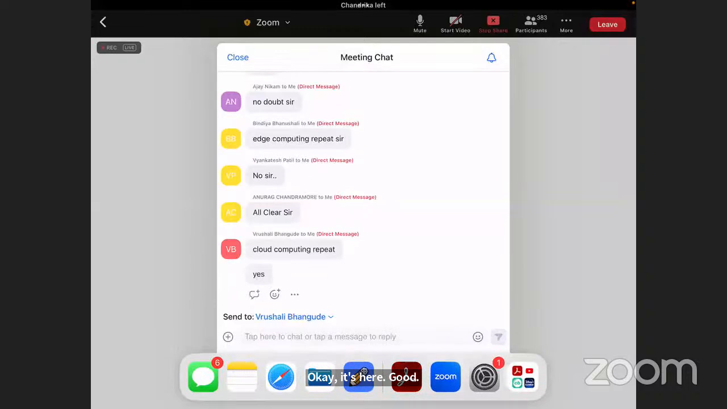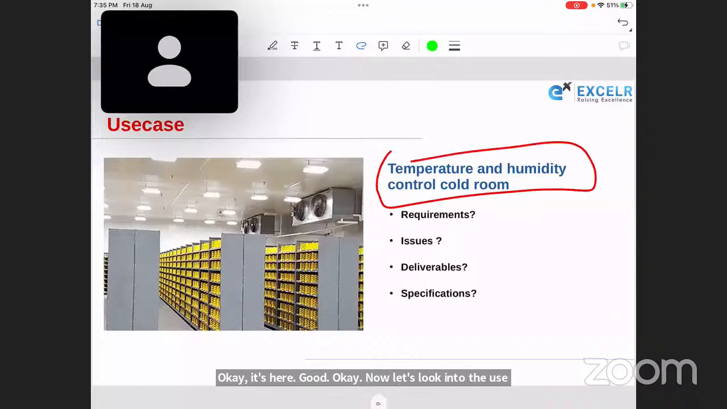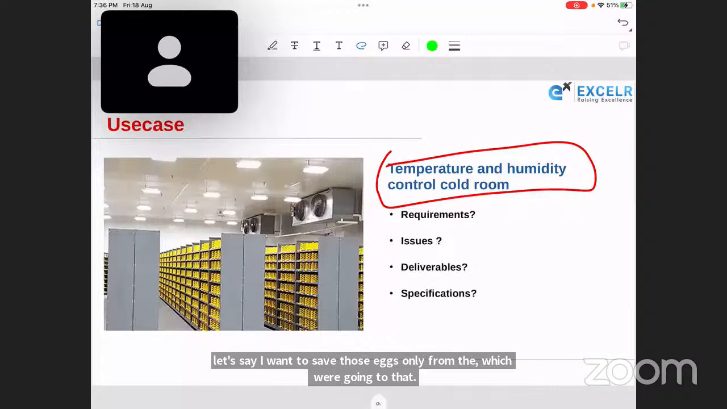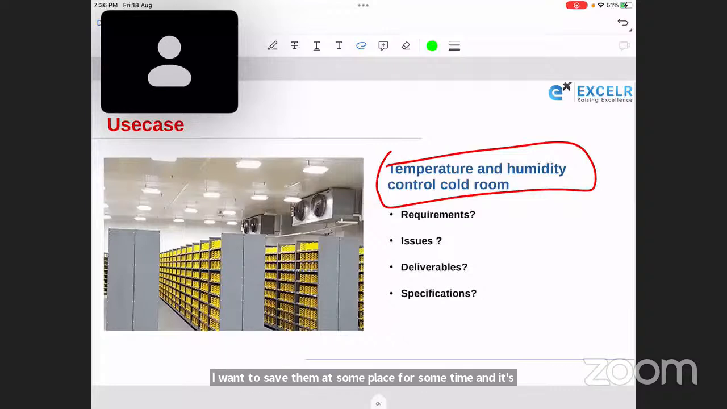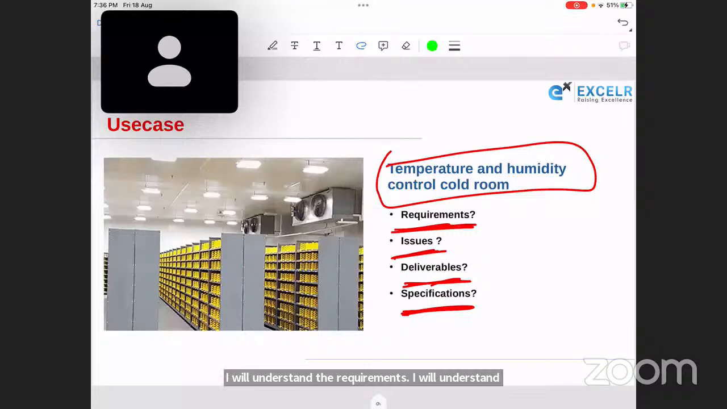Now let's look into the use case scenario. I have a temperature and humidity control room. Let's say I want to save those eggs which were going to the hatchery. I want to save them at some place for some time, and it's a cold room. So what all things will I understand first? I will understand the requirements, the issues, the deliverables, and I will design the specifications.